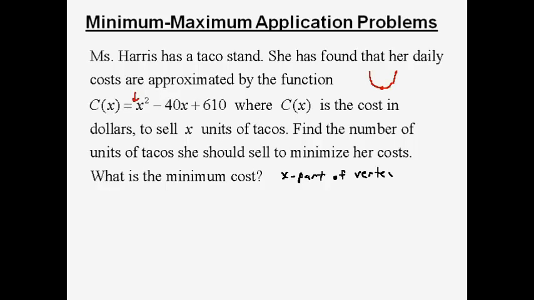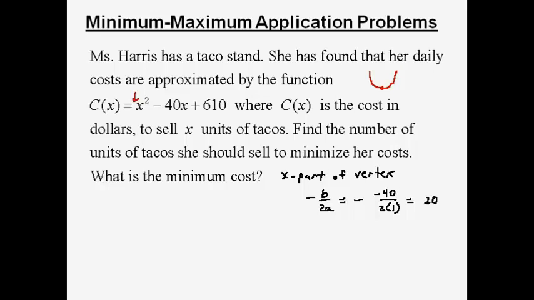So you business majors, if you don't want to complete the square, this is really good for these type problems. So plugging in here, now watch your signs on this one. B is a negative 40 over 2 times a. The a number is 1 in front of the x squared, and that gives us a positive 20. All right? So she would have to sell 20 tacos.